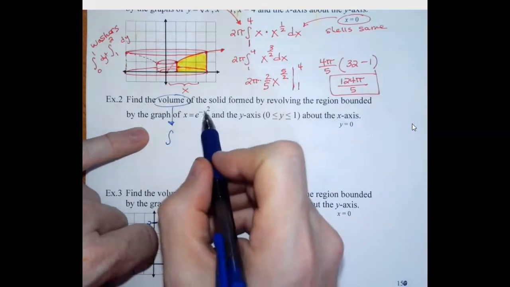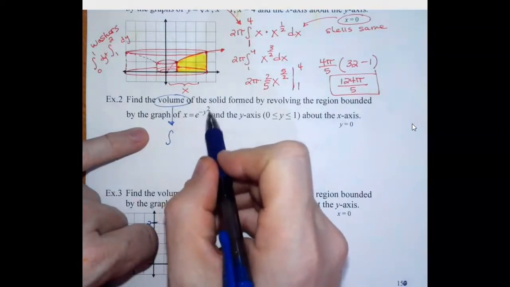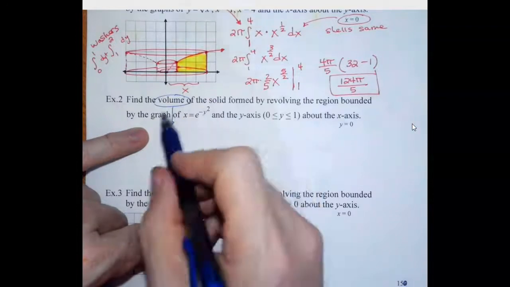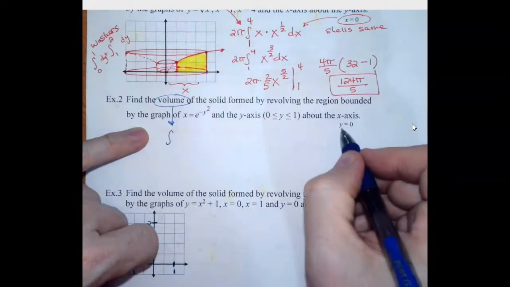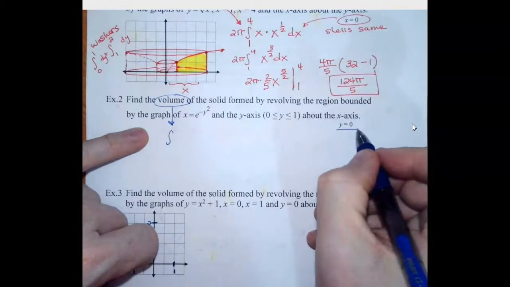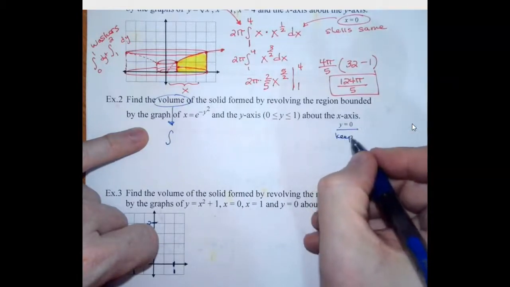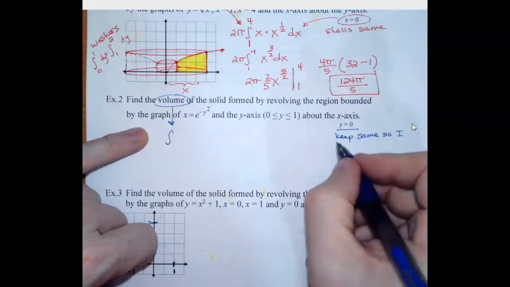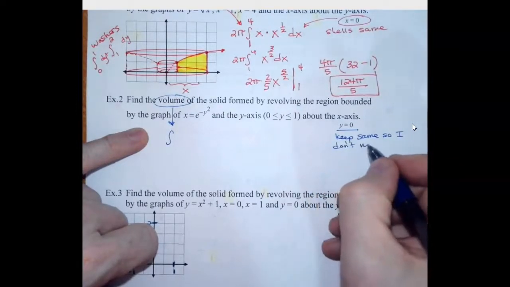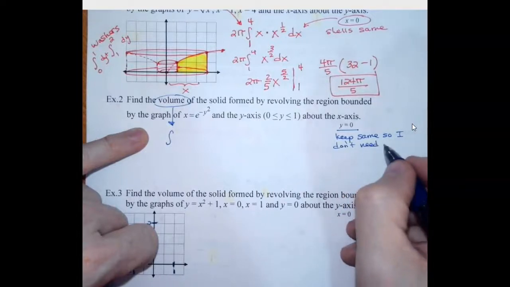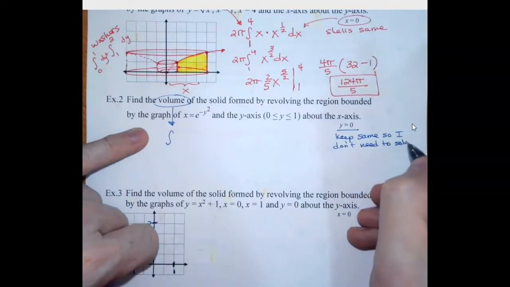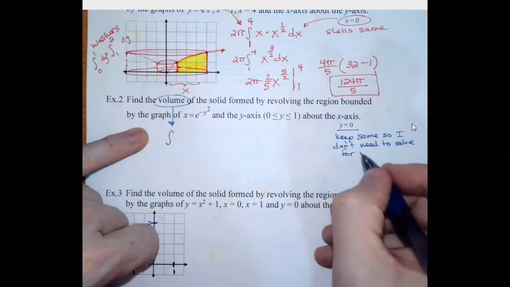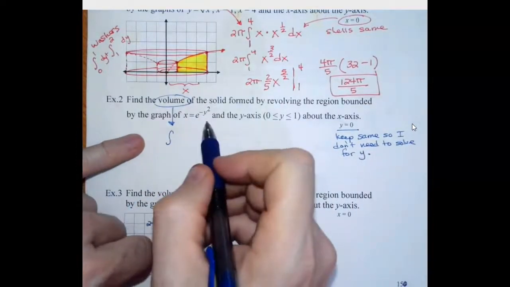And if we were doing dx, we would need to solve for y. And I don't want to solve for y. I don't want to take the natural log of both sides, and I don't want to do all that. So I want to keep it the same, so we don't need to solve for y. I just want to keep it this way.